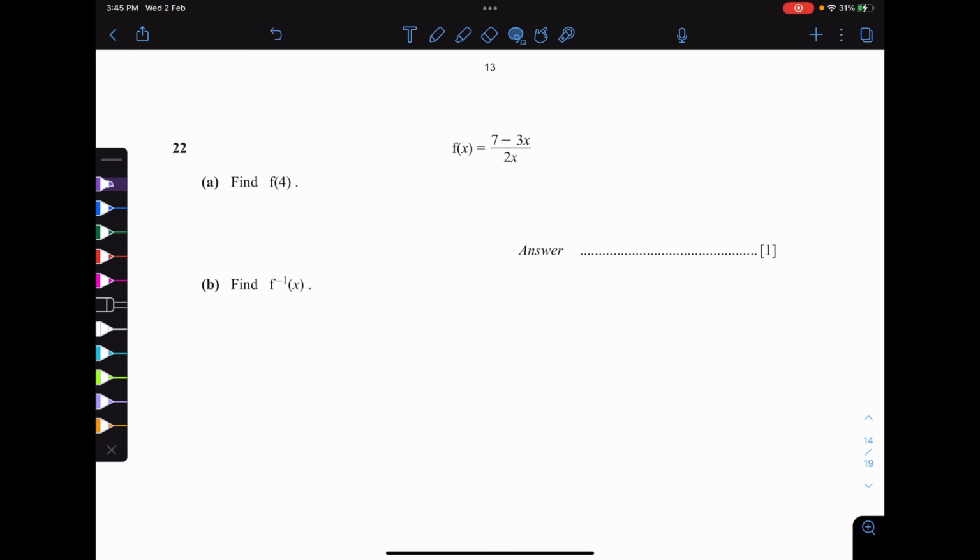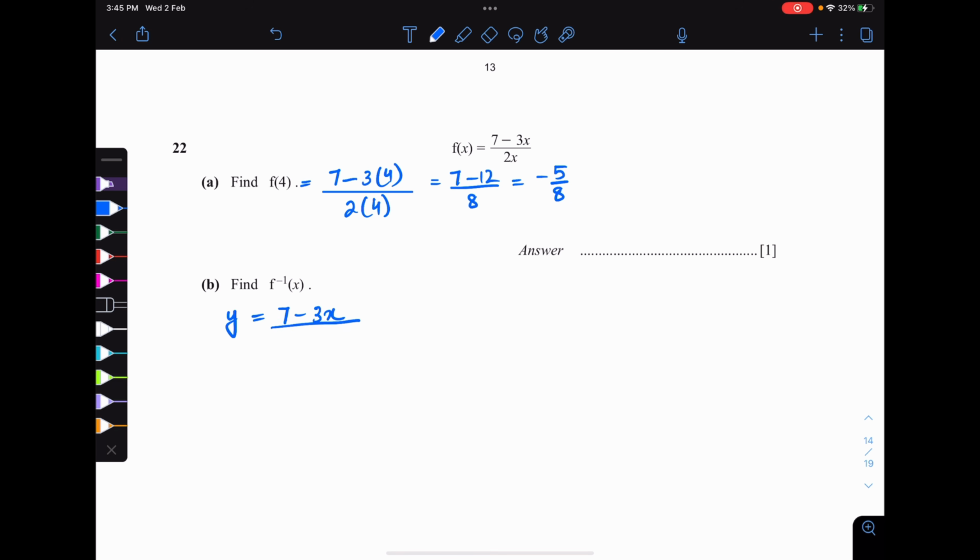Let's move to question number 22. For this question, we're going to put f of 4. It means you're going to put x is equal to 4 in the main question, divided by 2 into 4. So this is going to be 7 minus 12 over 8. And this would go to negative 5 over 8. And for f inverse of x, the first step is, as usual, y is equal to 7 minus 3x over 2x.